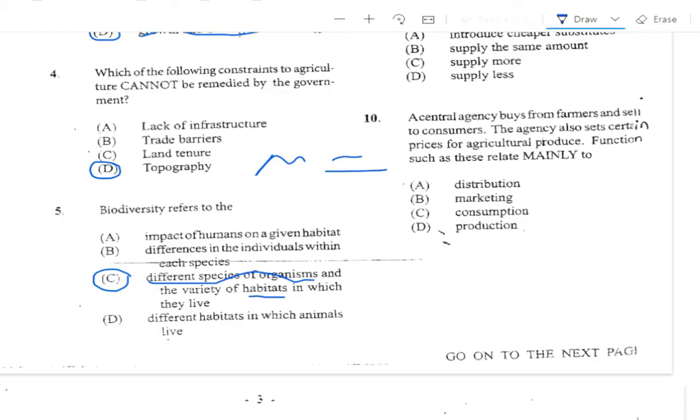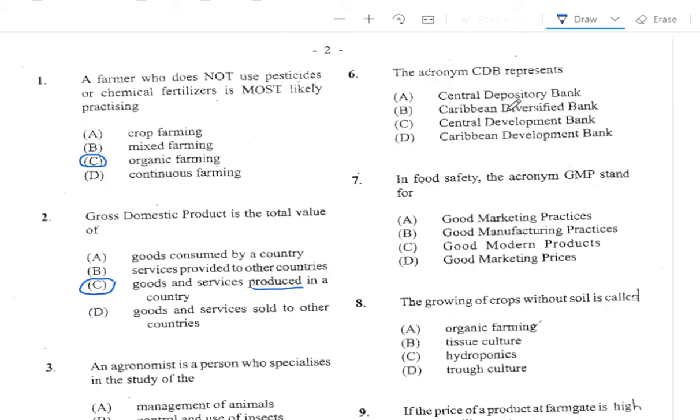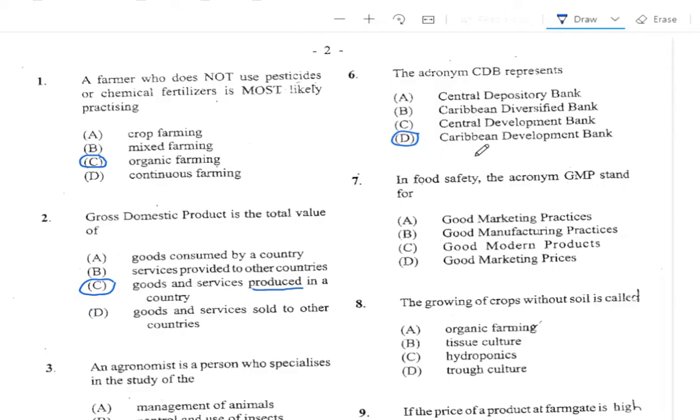Alright, question number 6. The acronym CDB represents, the answer is D, Caribbean Development Bank. And also remember that this institution is also regional. It's found within the Caribbean and serves the Caribbean countries.